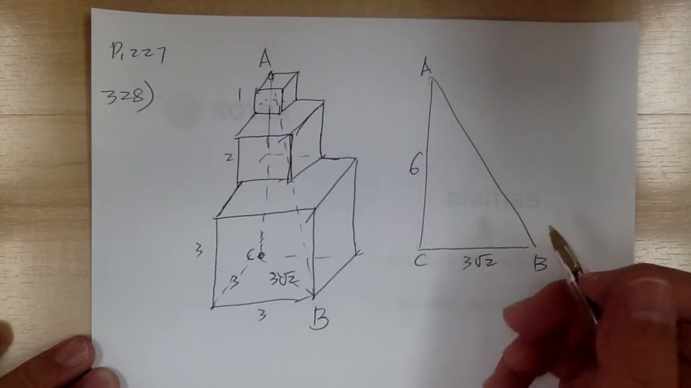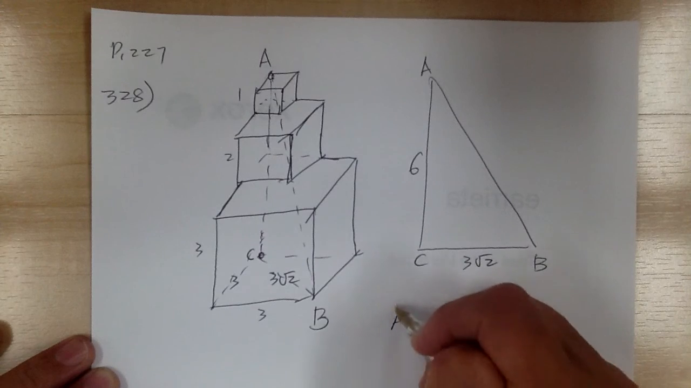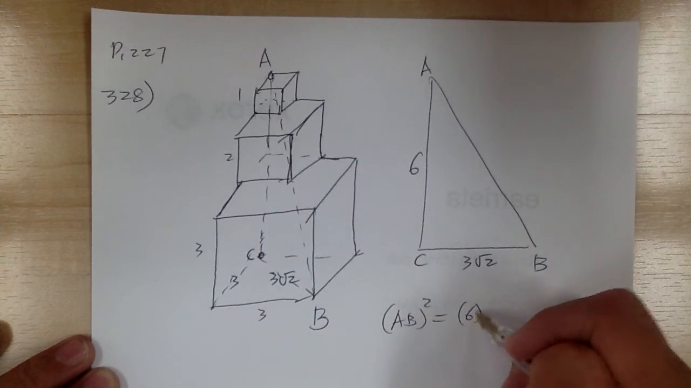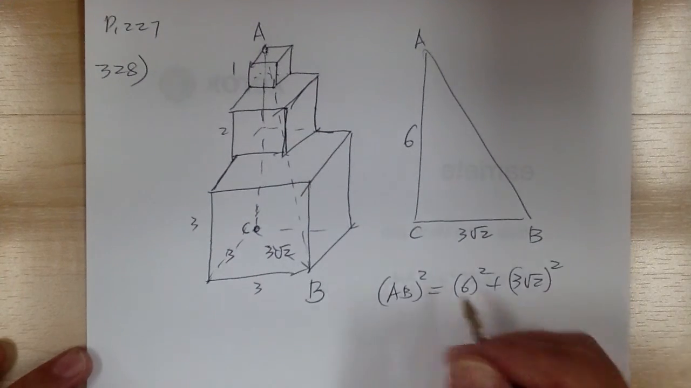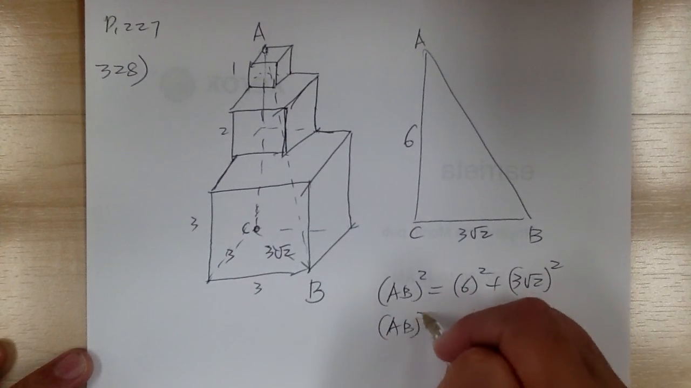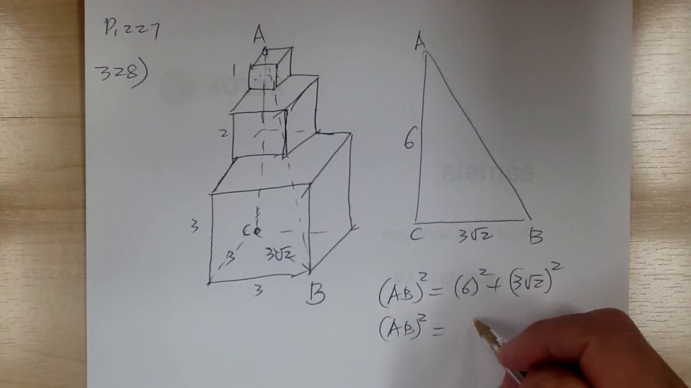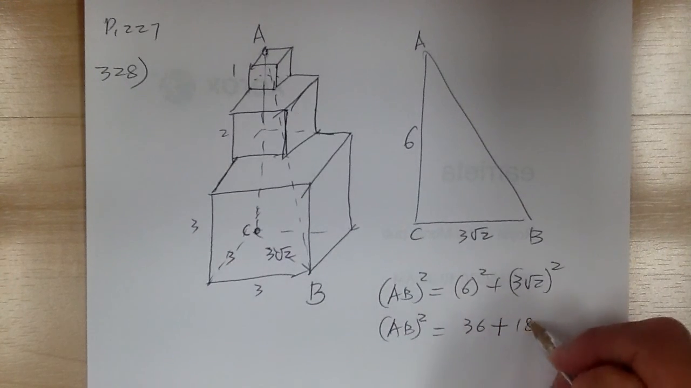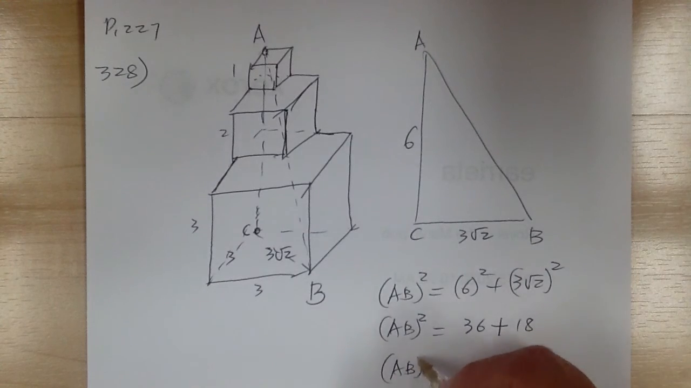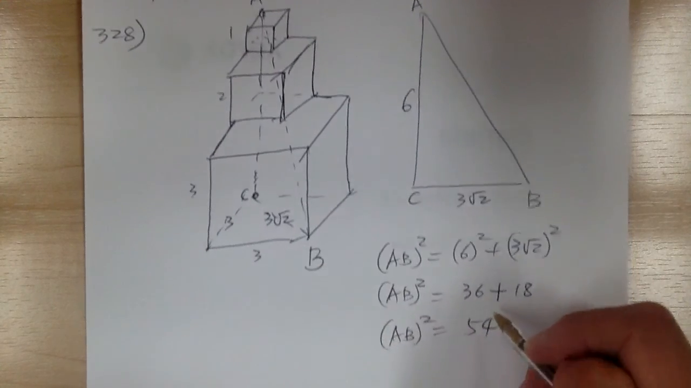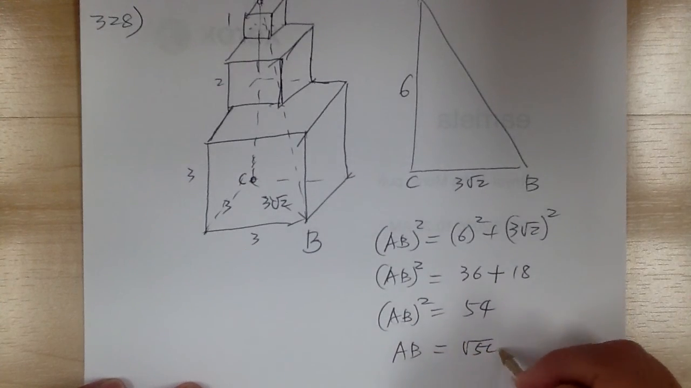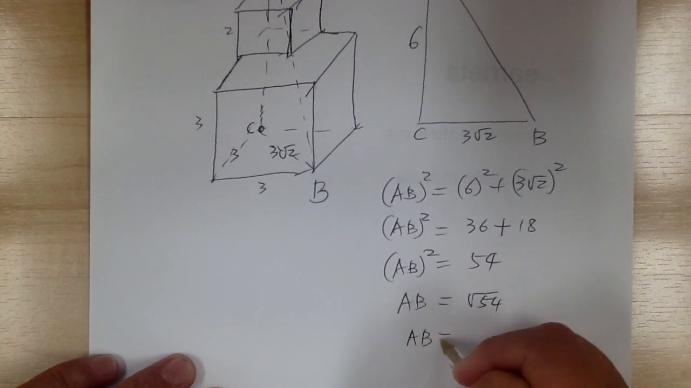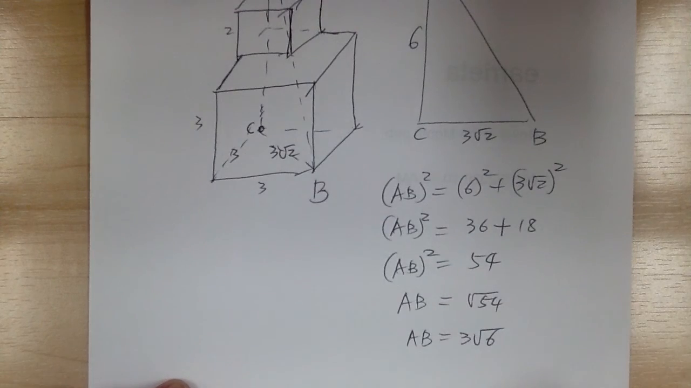Okay, so use the Pythagorean Theorem. So AB squared equals 6 squared plus 3 square root of 2 squared. So AB squared equals 36 plus 18. So AB squared equals 54, and take the square root. So AB equals square root of 54. So AB equals 3 square root of 6.